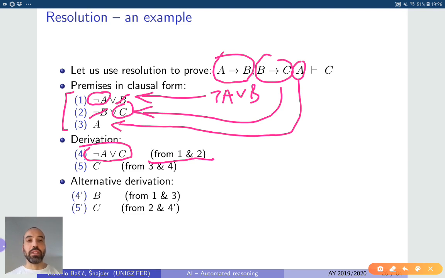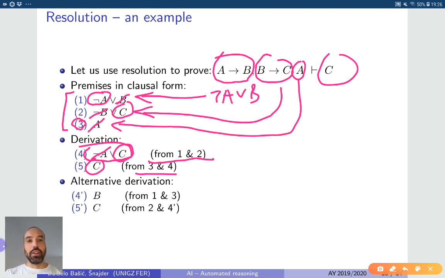Once I've done this, I can use the clause I've just derived, clause number 4, and resolve with clause number 3 by essentially cancelling A and not A, and this leaves me C. This is my fifth clause, derived from 3 and 4. And that's exactly what I wanted to prove, right? C. So I was able to derive C as a deductive consequence of these three premises.